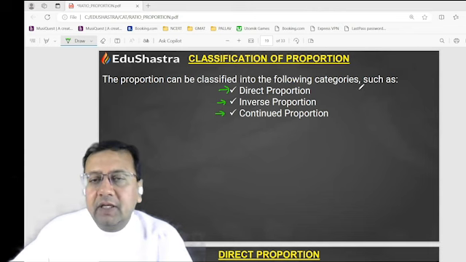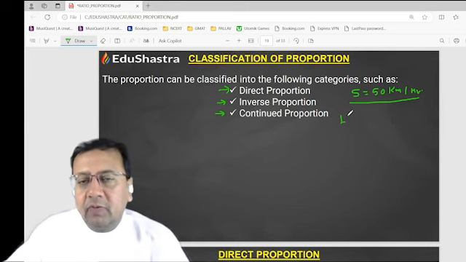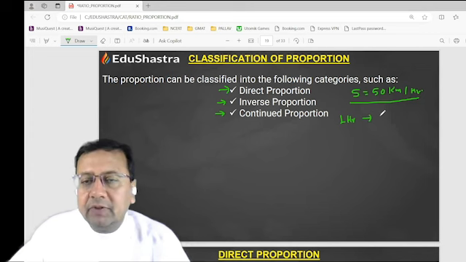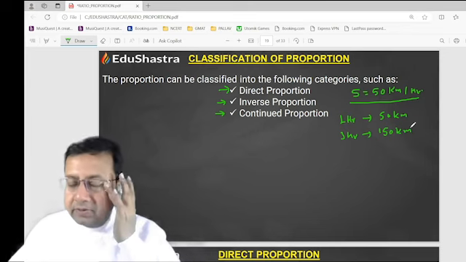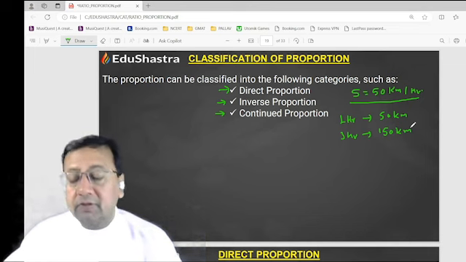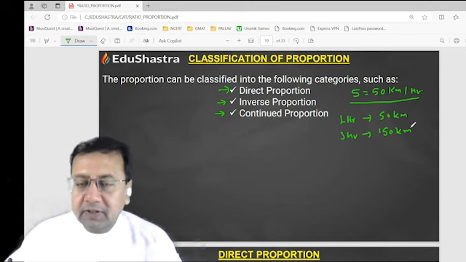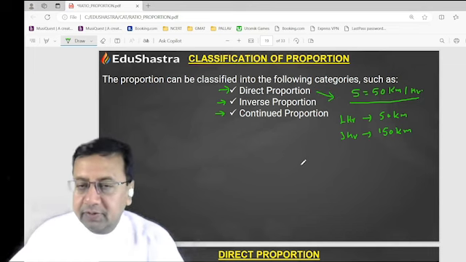Suppose I take a speed of 50 kilometers per hour. You fixed your speed. Now, if you are traveling for 1 hour, you will be traveling how much? 50 kilometers. If you travel for 3 hours, how much will you travel? 150 kilometers. So when the speed is constant, you can say time is directly proportional to distance. More time, more distance, less time, less distance. So this is direct proportion.